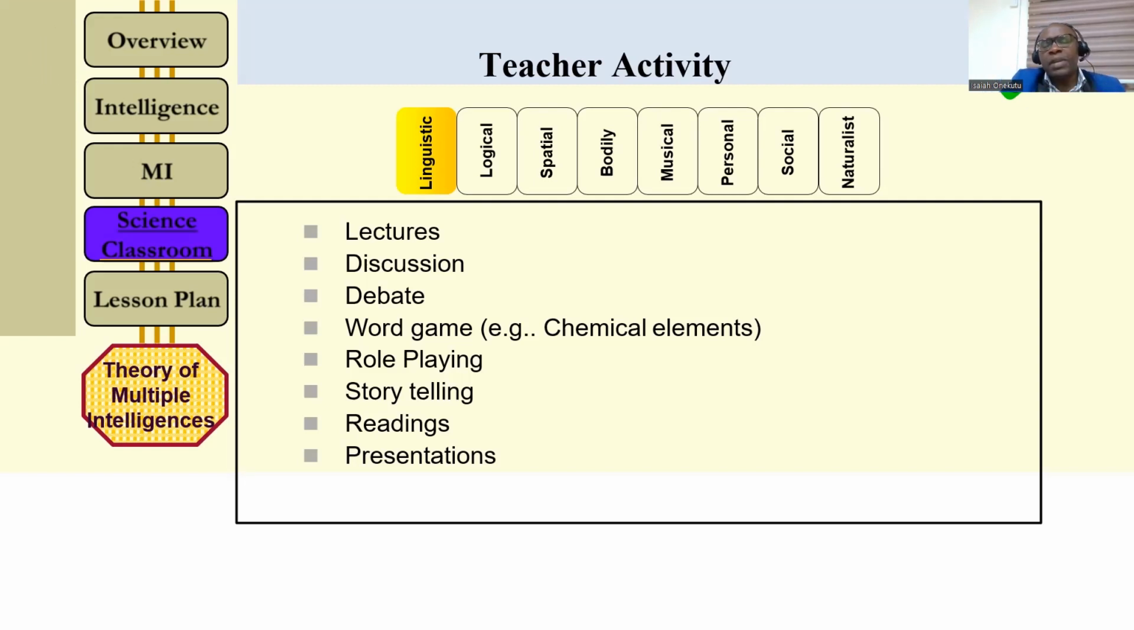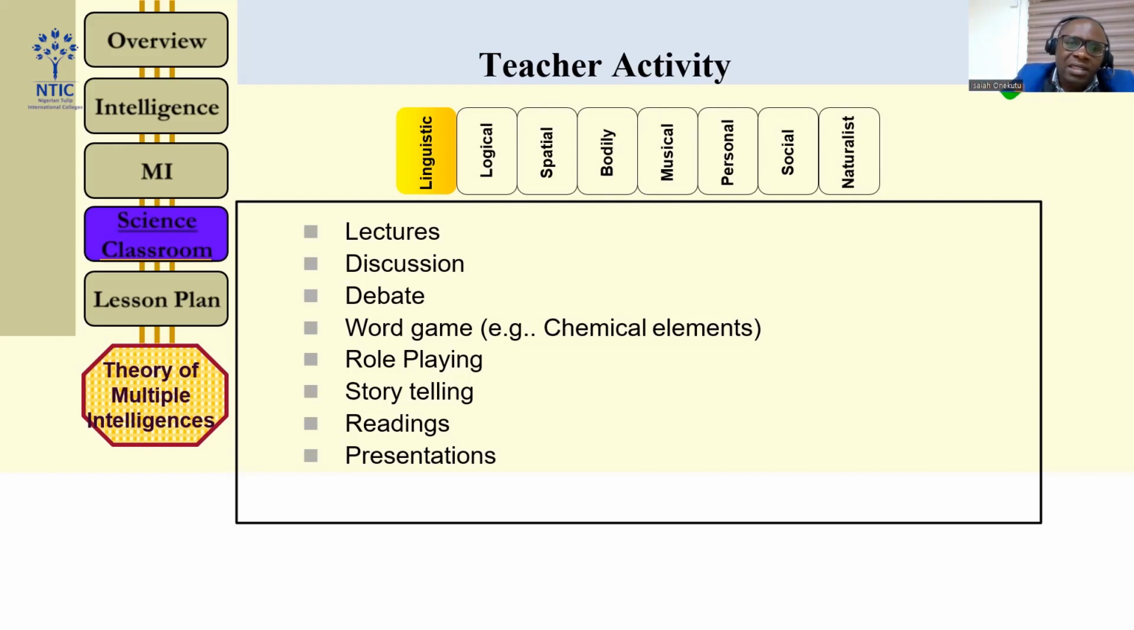Now, in a particular lesson, it would be good to have two or more of these learning styles, having at the back of your mind these intelligences in the classroom, and that helps a lot. And in a particular lesson, you can adopt so many intelligences mixed up together.